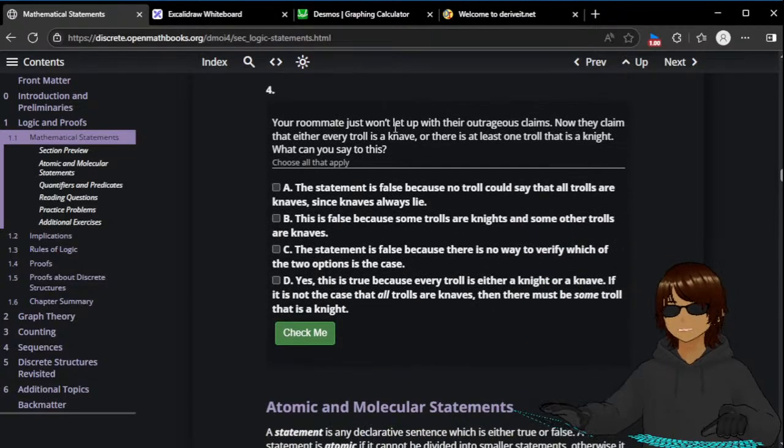Your roommate just won't let up with their outrageous claim. Now they claim that either every troll is a knave or at least there's one troll that is a knight. What can you say? Statement is false because no troll could say that all trolls are knaves, since knaves always lie.